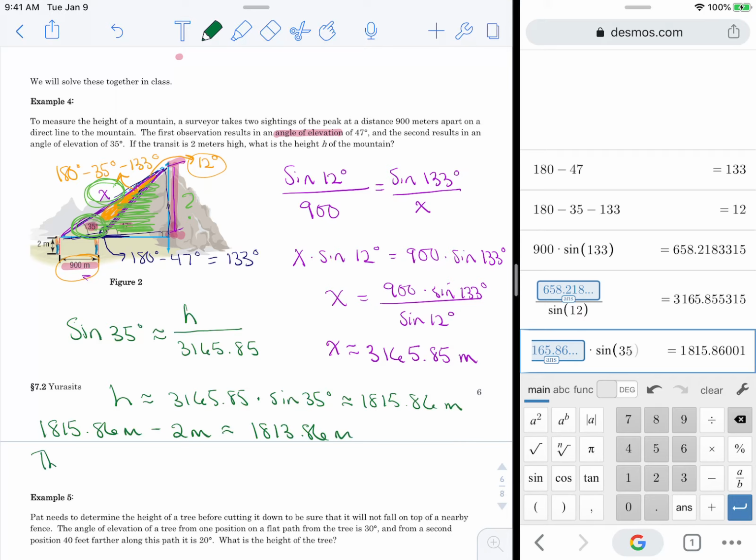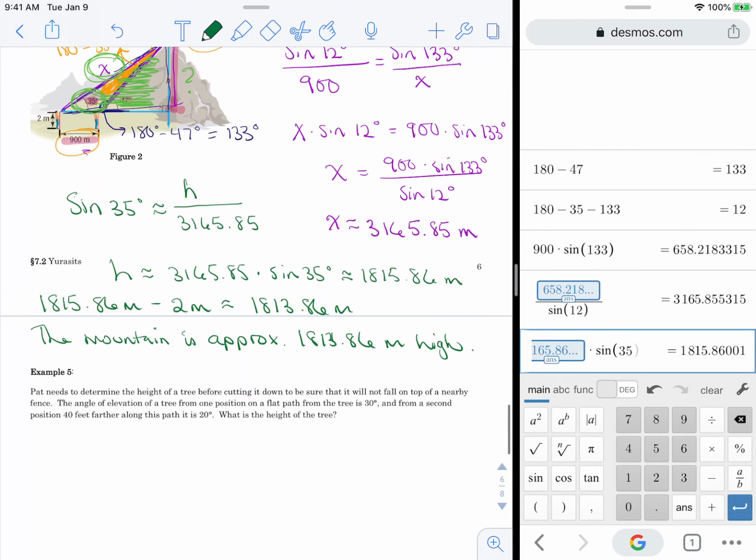So this tells us that the mountain is approximately, because I did estimate, approximately 1,813.86 meters high. Okay.